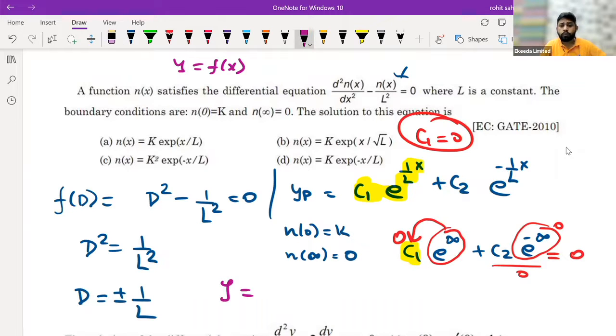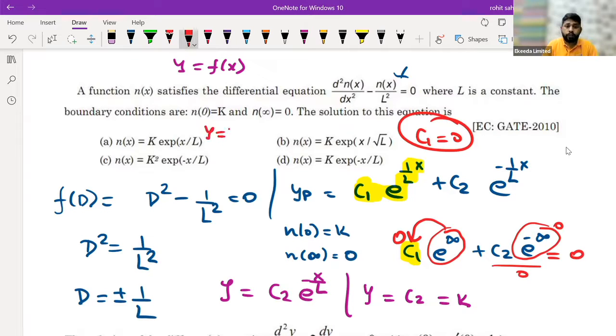Y equal to just C2 e to the power of minus x by L, of which there is a case of n to the power of 0. So y should become C2, which is k. So ultimately your final solution should be like this. Y equal to k e to the power of minus x by L, which is this one. I hope it is clear.